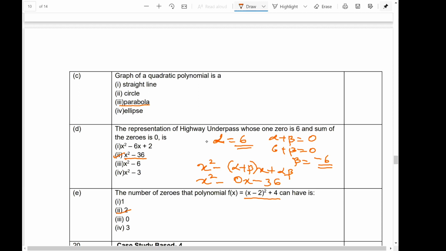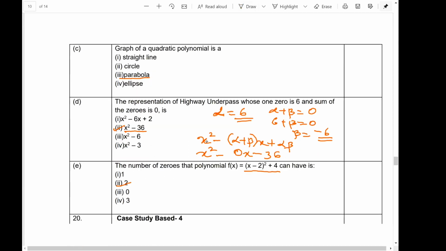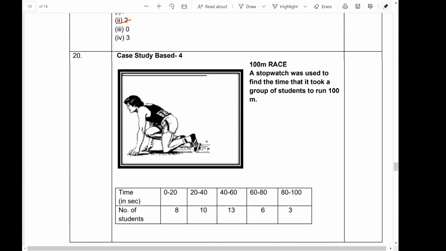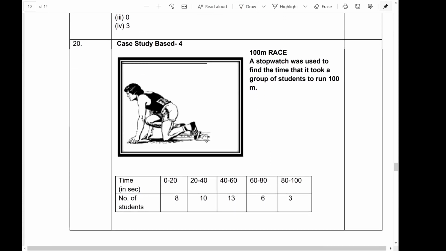Then we have one more case study question, that is question number 20, which is based on statistics in this paper. Let's see the case study question number 20. 100-meter race. A stopwatch was used to find the time that it took a group of students to run 100 meters. The table is given with time in seconds and number of students.